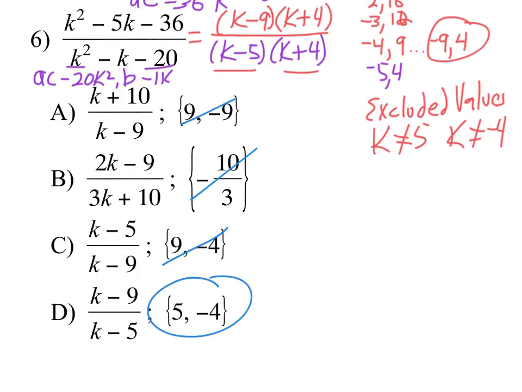I am going to finish off the problem to make sure that's true. k plus 4 and k plus 4 both can cancel out, and we're left with k minus 9 over k minus 5 as our final answer, which happens to be the other part of D.